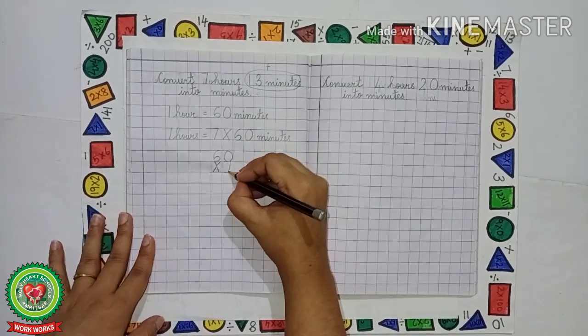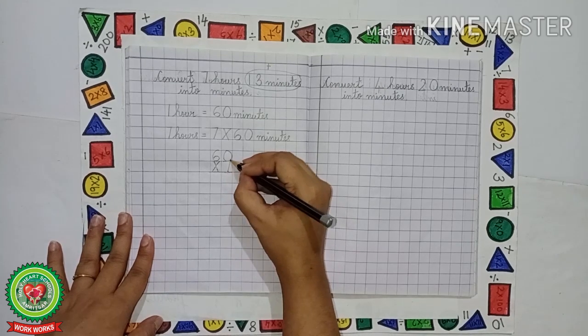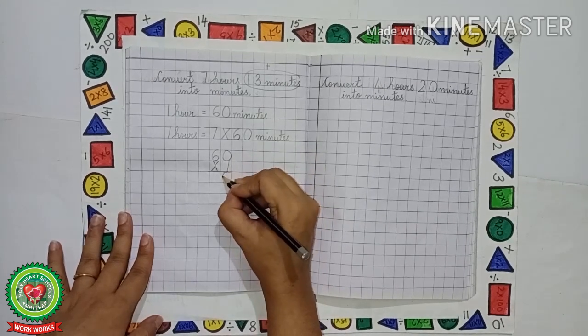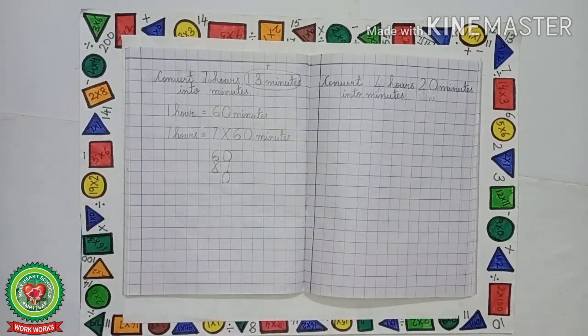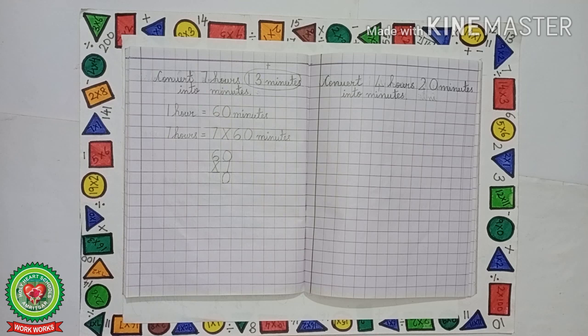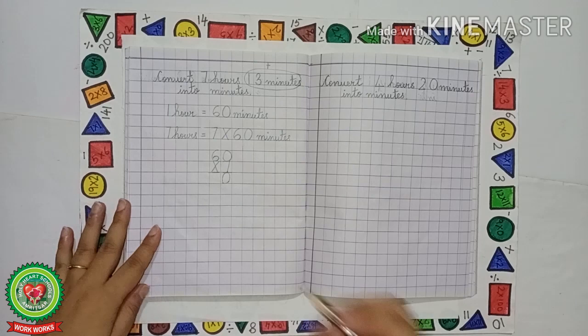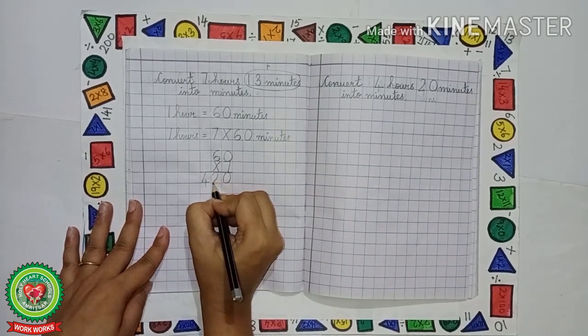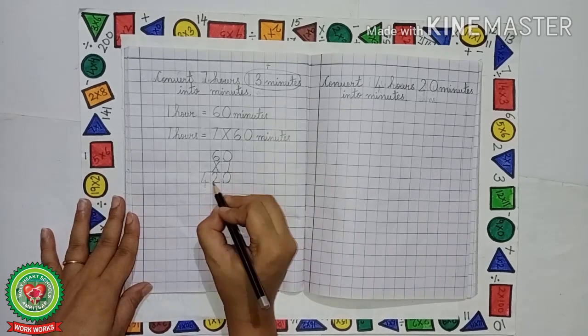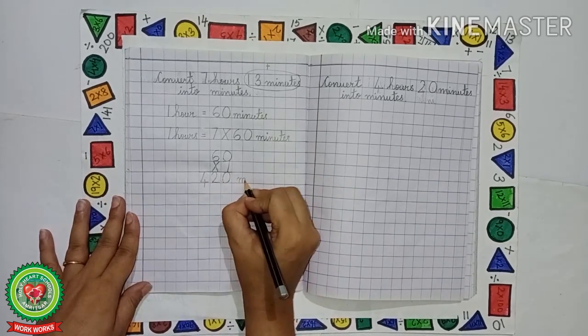Now let us start multiplying from this side. 7 zeros are 0. So we will write over here 0. Now 7 6. Let us pick the table of 7. 7 ones are 7. 7 twos are 14. 7 threes are 21. 7 fours are 28. 7 fives are 35. 7 sixes are 42. We will write over here 42. That means 420 minutes.